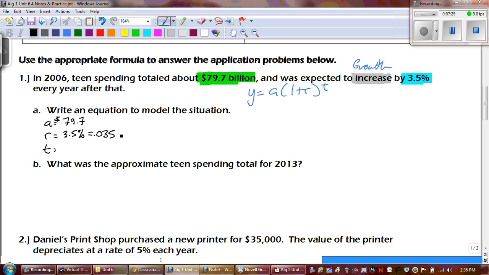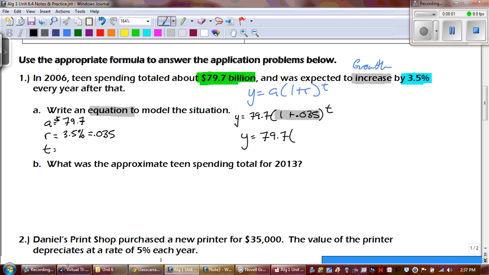But 0.035 is the number that we need. And for time here, since we're just setting up the equation, we don't know what the time is yet. So let's plug the numbers in we know. We know 79.7. We're using the number 1 plus 0.035 times t. And what we want to do is combine our like terms, and now we're going to have our complete formula.